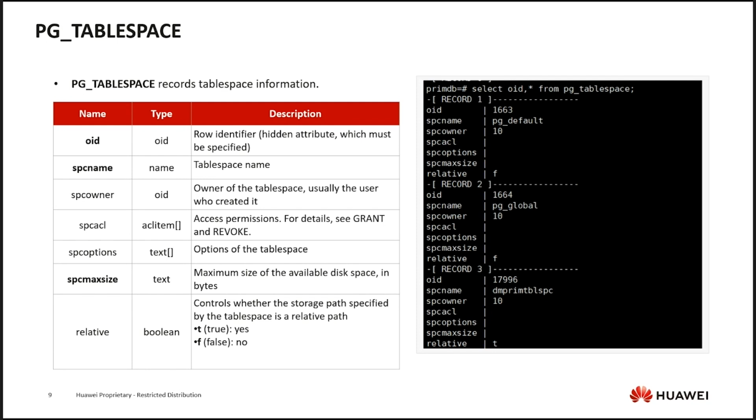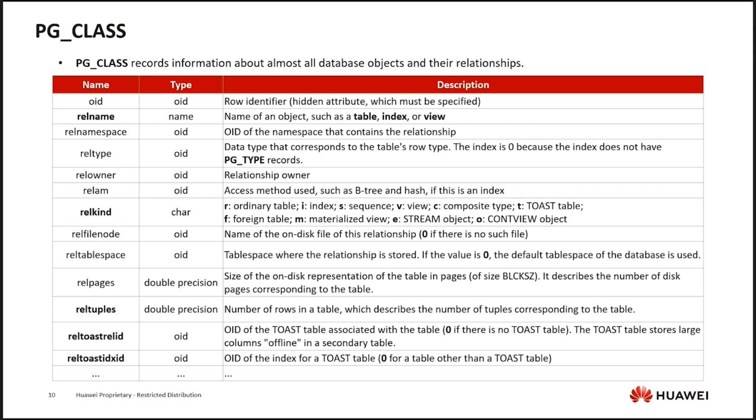Space owner indicates the ID of the creator. PG_class is a frequently used system catalog. It records information of almost all database objects, such as normal table, index, and sequence. Its key fields include OID, relname, owner, relkind, where r indicates an ordinary table or normal table, and i indicates an index, and so on.